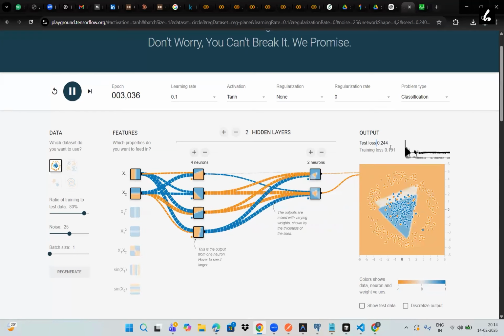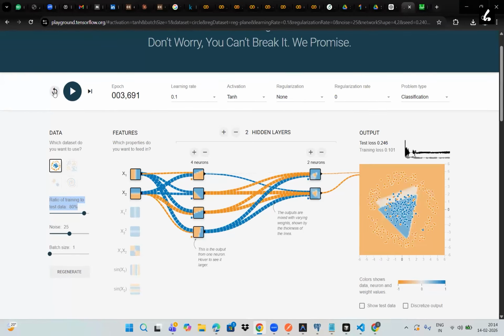What is the test loss? Do you know what the test loss is? Test loss is actually the ratio of training to test data, right? So the training is utilizing the data which is shown over here. It is 80%, and it is keeping 20% of the data aside.